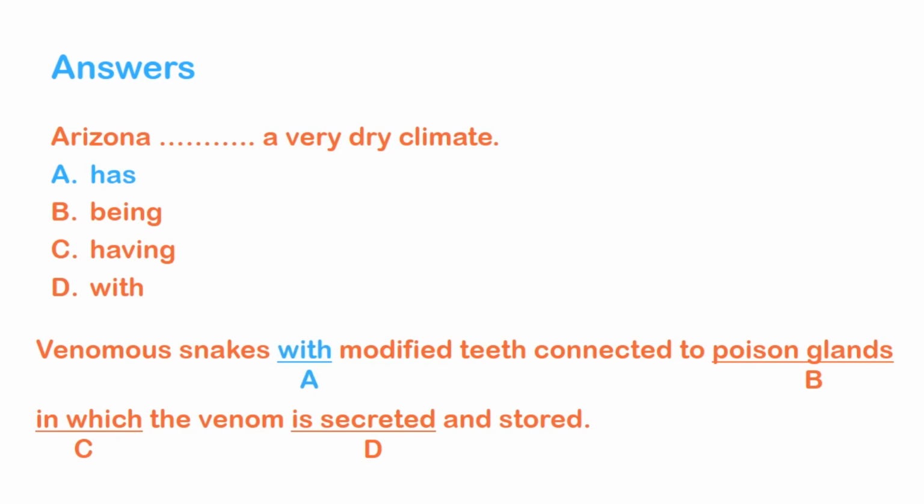So the way we are going to fix this clause is by removing the word with and just using the word modified as its verb. So it will be venomous snakes modified teeth connected to poison glands, in which the venom is secreted and stored.